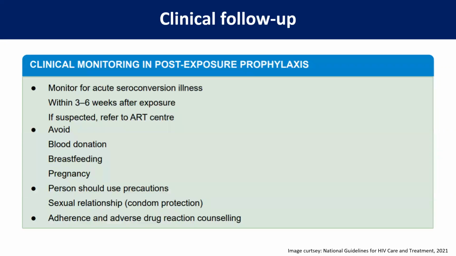So for clinical monitoring, you will monitor for acute seroconversion within 3 to 6 weeks. And during this period, better you avoid breastfeeding, avoid blood donation, and pregnancy should be avoided. And during sexual relationships, better use protective measures. Regarding adherence and adverse drug reactions, better counsel.